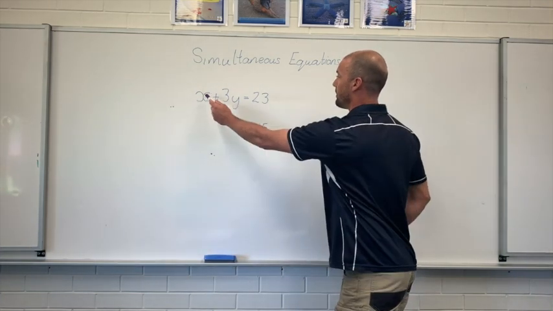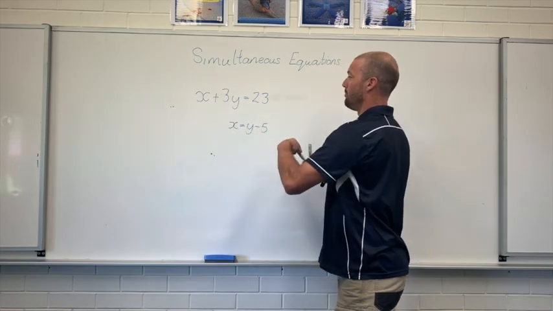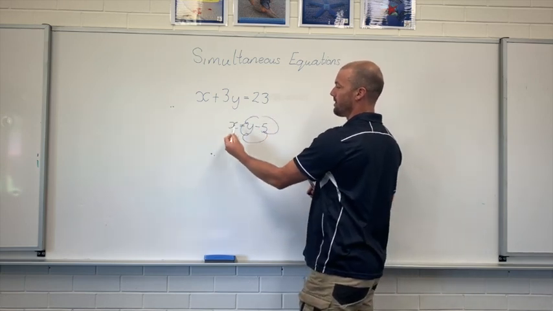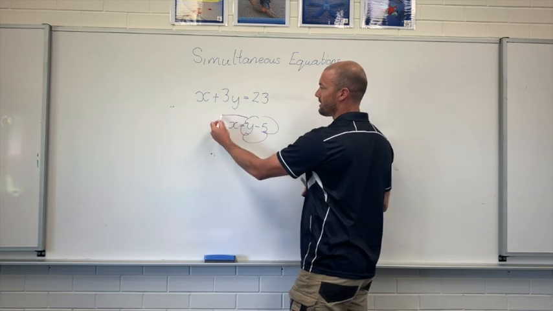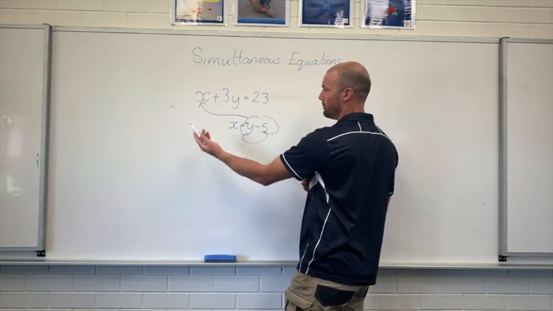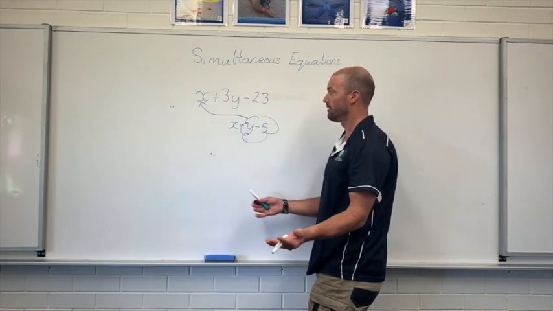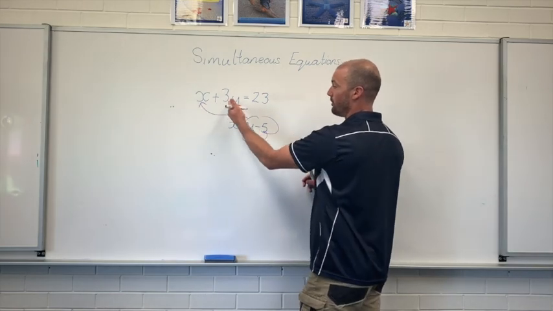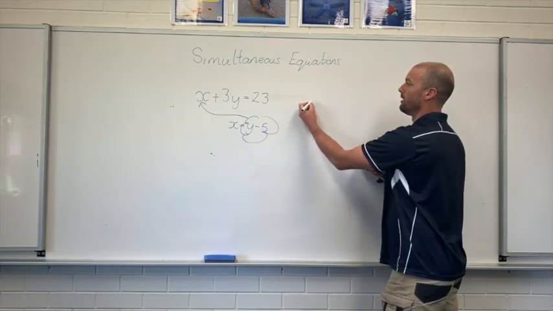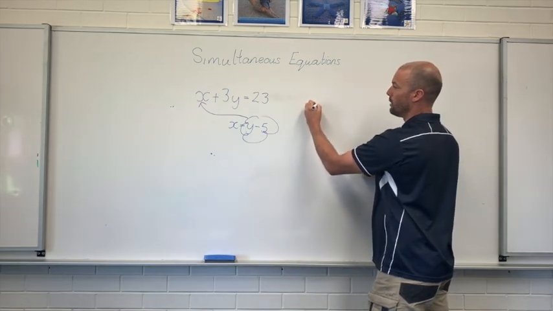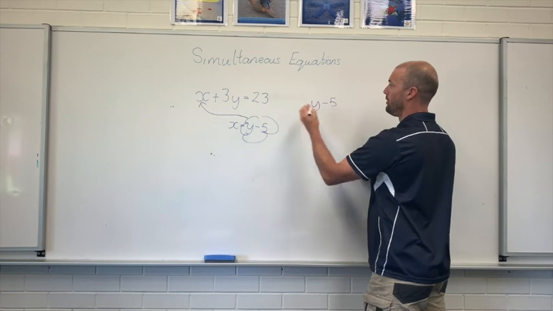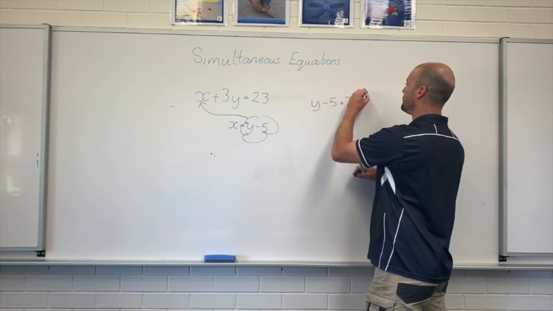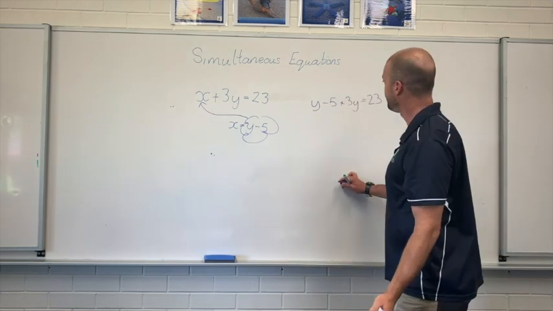Now, we don't know what the y's and the x's are, but we do know that x is the same as y take 5. So we're going to move that to replace x, because that's what x equals. I'm going to write that out again, but instead of the x, I'm going to put in y take 5, then continue on with what we already had: plus 3y equals 23.